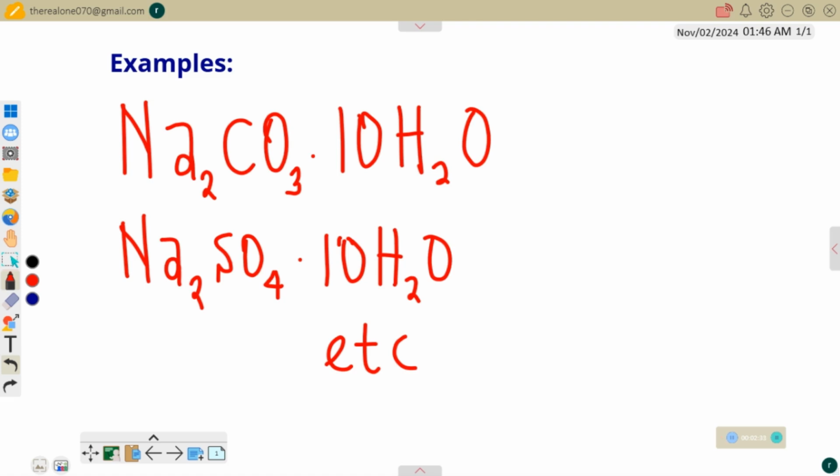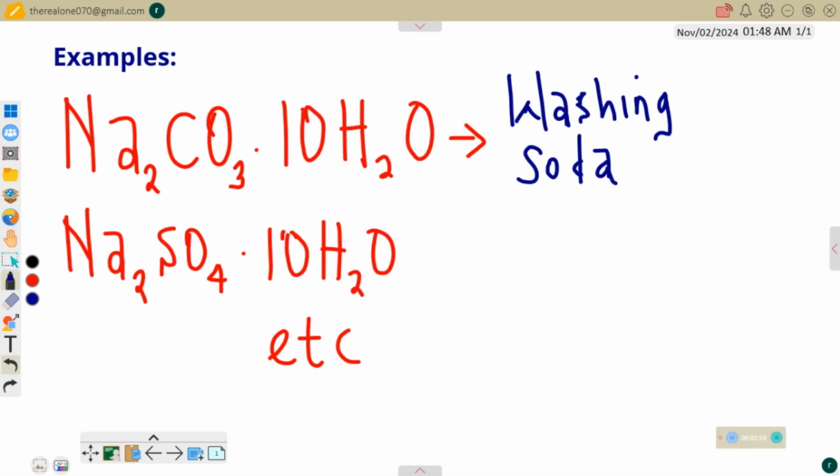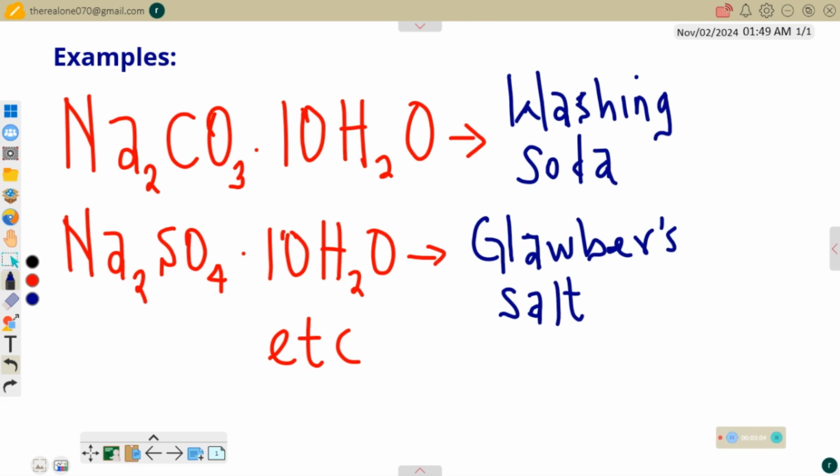The first one is sodium trioxocarbonate(IV) decahydrate, while the second one is sodium tetraoxosulfate(VI) decahydrate. The first one, sodium trioxocarbonate(IV) decahydrate, is also known as washing soda, while the second one, sodium tetraoxosulfate(VI) decahydrate, is also known as Glauber's salt. Now, the first one, washing soda, loses part of its water of crystallization, while the second one, Glauber's salt, loses all of its water of crystallization upon exposure to moisture.